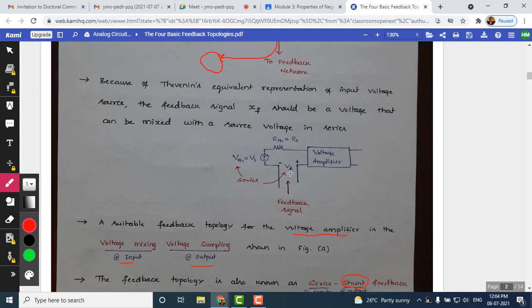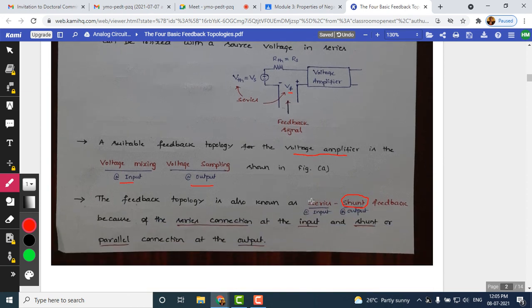Now at the input side, since it is represented by the Thevenin's equivalent circuit, the feedback signal also comes back to the input, so that this feedback signal Vf will be in series with the input signal. These two voltages will get added up, and that is going to be the input for the voltage amplifier. Now we are going to label this with different names. These names are very important in understanding the type of amplifier.